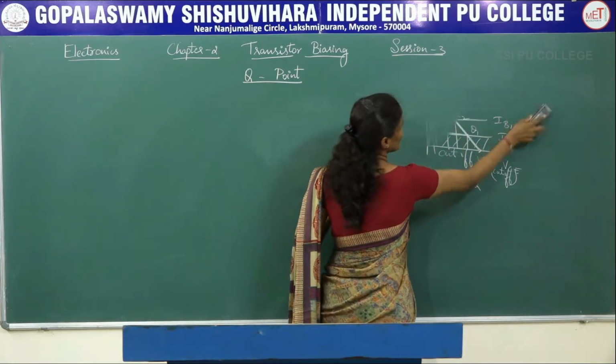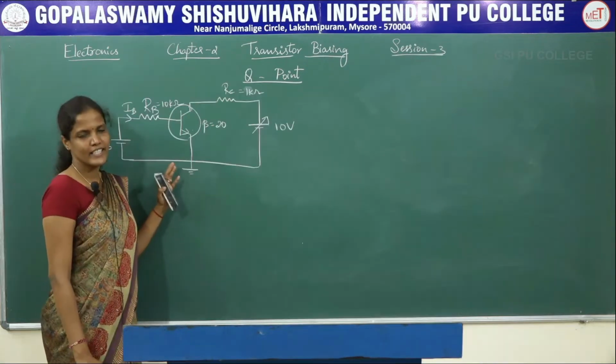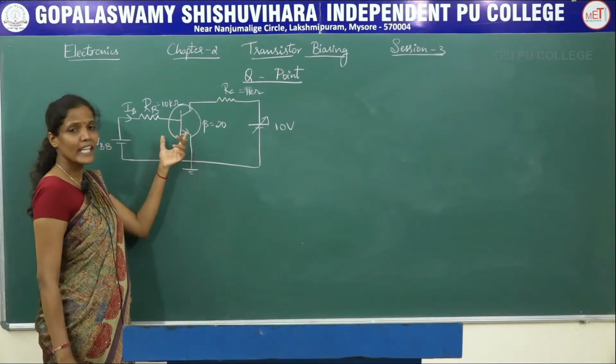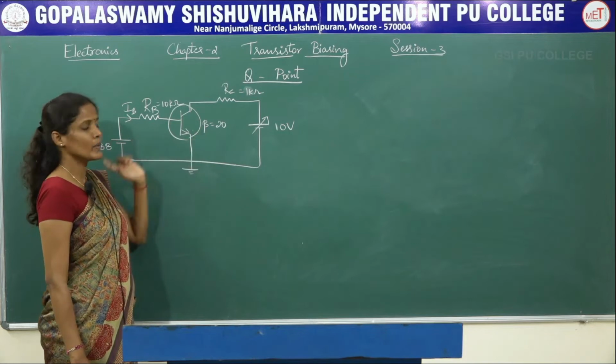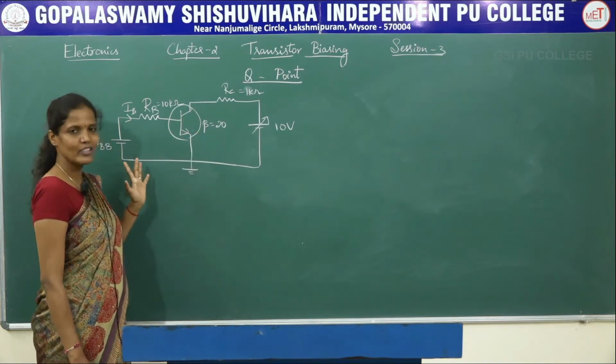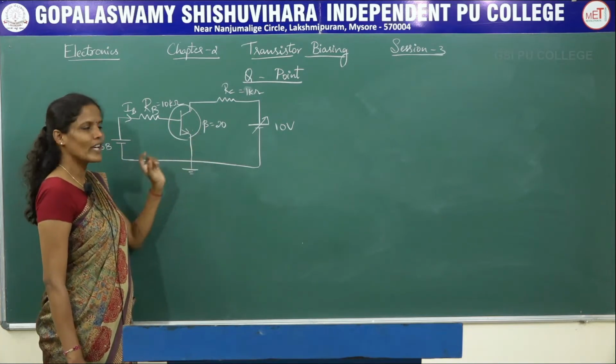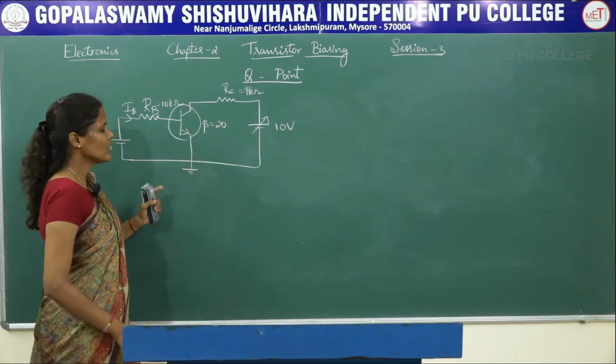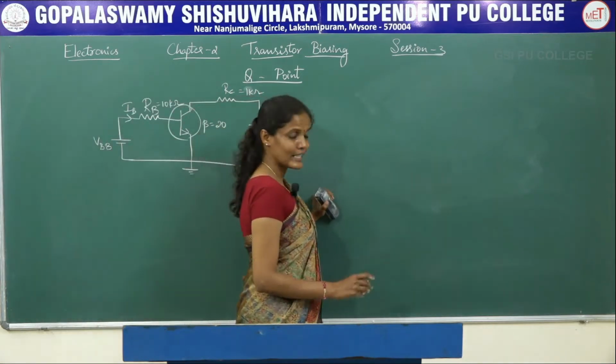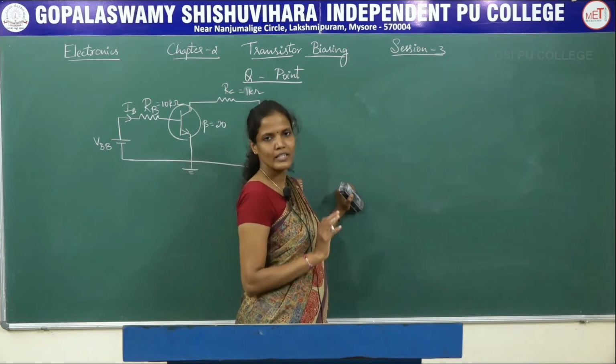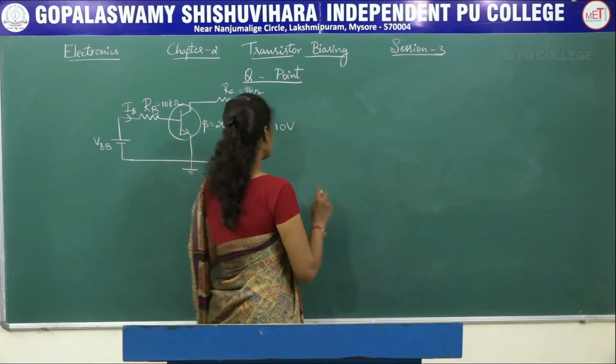Let us try to understand this Q point with a simple circuit using an NPN transistor. Let us consider this circuit where we are using an NPN transistor, for which the beta value is given. What is this beta value? Current gain of a transistor, whose value is equal to 20. So here what we have to do is calculate the Q point of the transistor, or the operating point must be calculated.